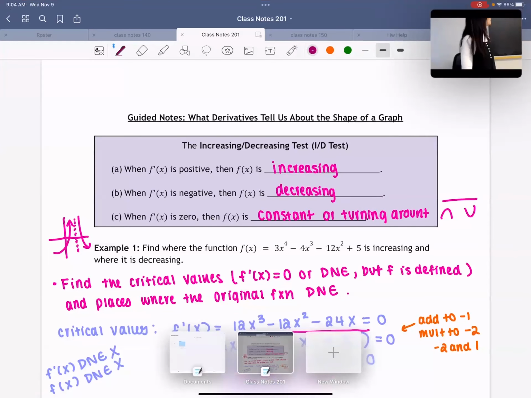Here we go. All right, so here's what the notes look like from last time. And we pretty much covered everything in this section. We just have one last example where the derivative might be a little bit harder to deal with than before.